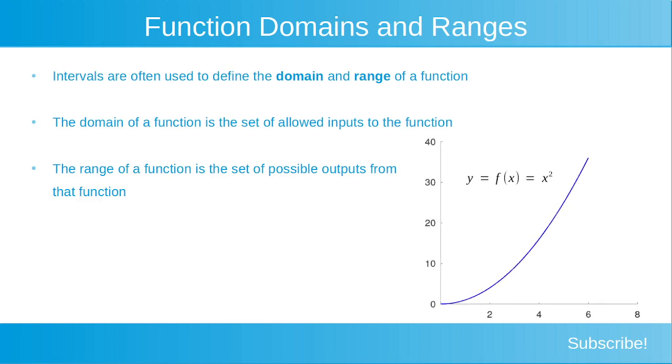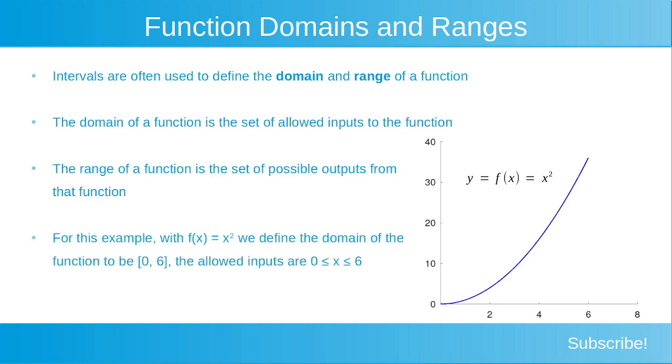If we look at our plot on the right hand side of the screen, here we have a plot of y is equal to f of x is equal to x squared. For this example, we define the domain of the function to be the closed interval from 0 to 6. In other words, the allowed inputs to the function are values of x from 0 to 6. And for this domain, the range of the function, or the set of possible outputs from that function, will be the closed interval from 0 to 36.